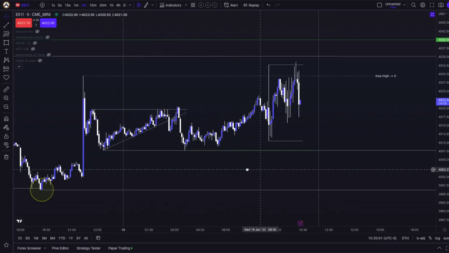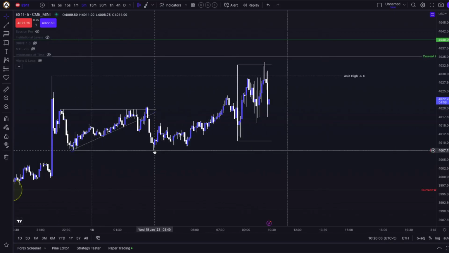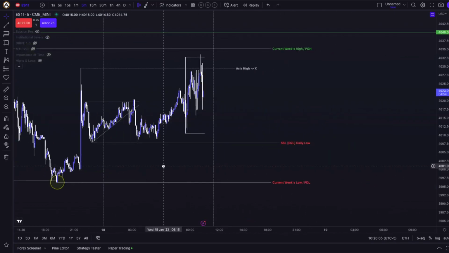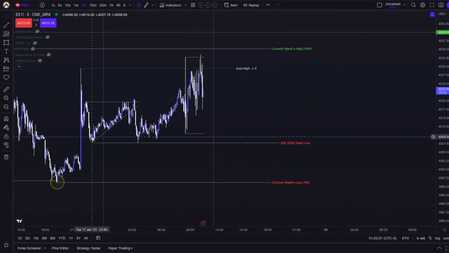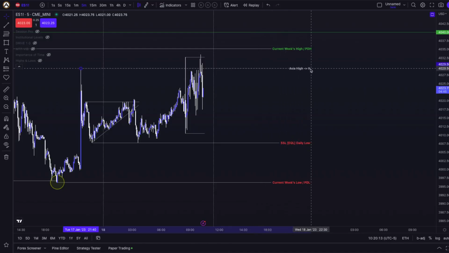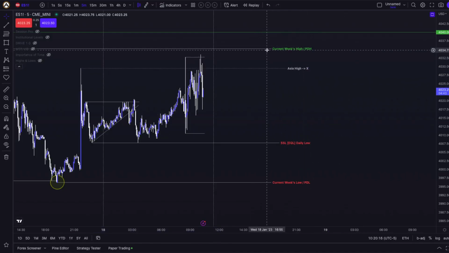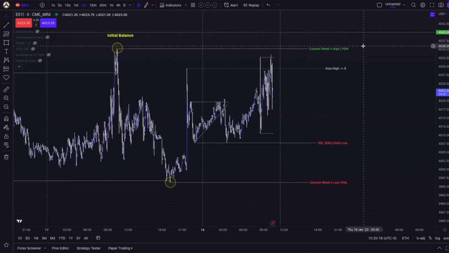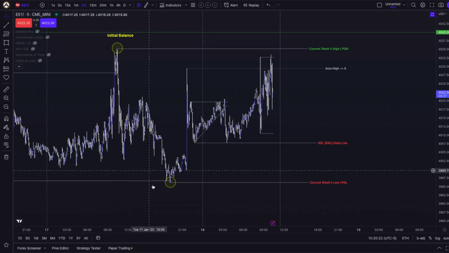We still have those two equal lows right here, which is basically the current low of the day. Sell side liquidity below equal lows, and that's also our daily low. That's why it's colored in red. We took out that Asia high, so that's already ran for. We did not touch the current week's high or our previous day high or our initial balance high, so we will see.